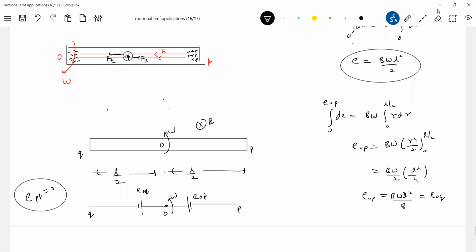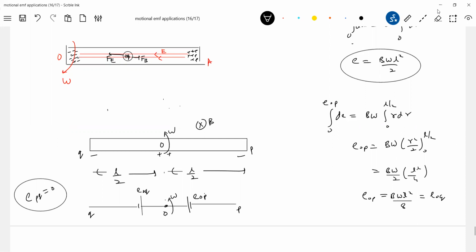There will be EMF induced in each part. The net EMF induced across the rod PQ should be 0. So which end will be positive? Here this will be positive, this should be negative. You should give polarity like this.